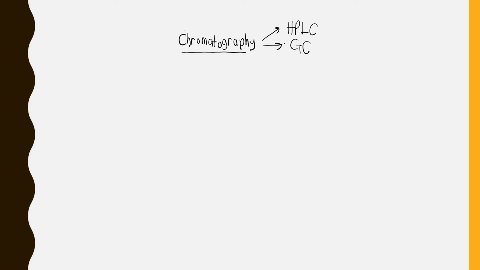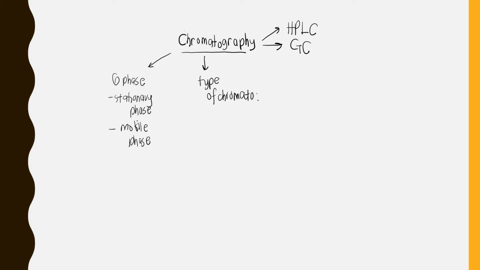What are the important key points related to chromatography? The first one is the phases involved in chromatography. We have a stationary phase and also a mobile phase. In this video, I will try to discuss in detail the difference between these two phases. Then you have what we call the types of chromatography. This is very important. HPLC is one of them. GC is also one of them. So there are several types of chromatography.